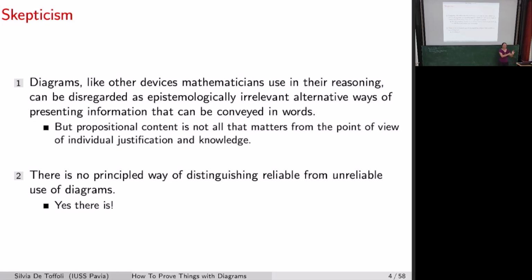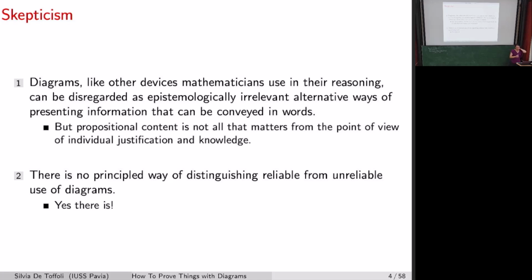And the idea is all notations are like this. Obviously that's totally mistaken from the point of view of the practicing mathematician. But here I'm really discussing with the philosophers. That's why things that seem obvious to you are maybe not obvious in general. So my reply is: sure, propositional content might be invariant, but propositional content is not all that matters from the point of view of individual justification and knowledge, for the epistemology of mathematics.